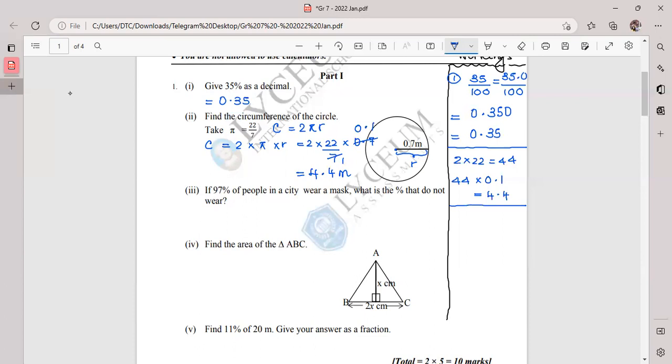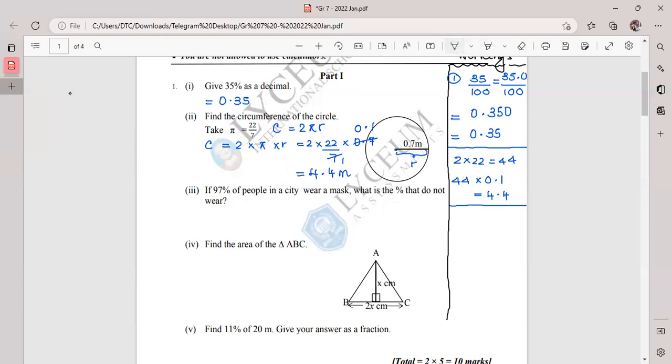C equal to 2πr, right? So then 2 times π times r. The π value they have given is 22/7, and the r value is 0.7. When you simplify 7 and 0.7, it becomes 0.1. 2 times 22, it is 44. 44 you multiply by 0.1, it becomes 4.4, right?